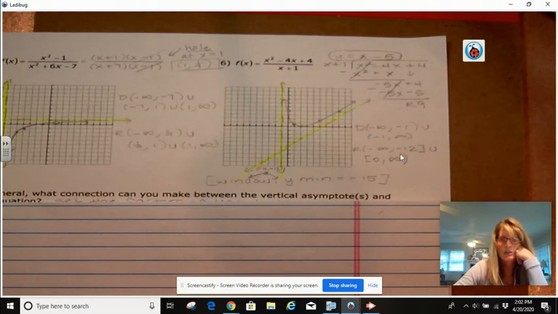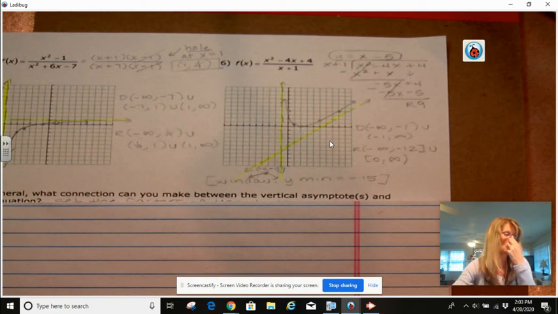Your range is a little different here because of this slant or oblique asymptote. It goes negative infinity to the y coordinate of the highest point on this curve, and it's a bracket because that point does exist. And then the lowest y value of this part of the curve to infinity, and again a bracket because that lowest point does exist.